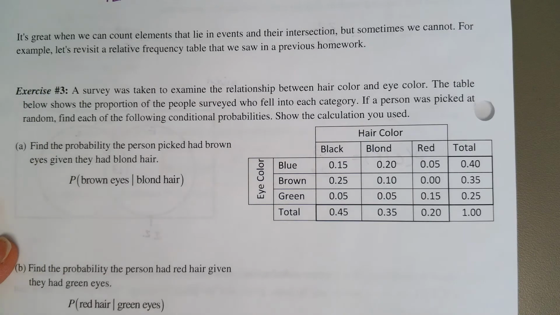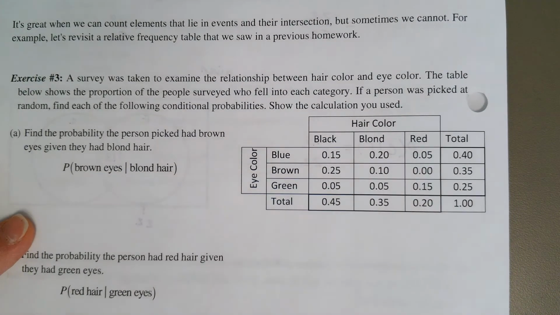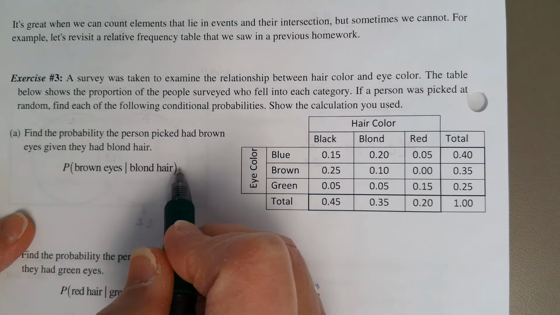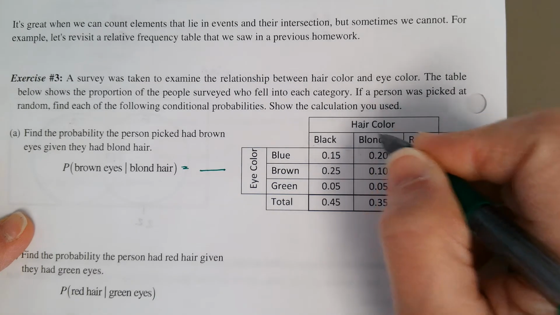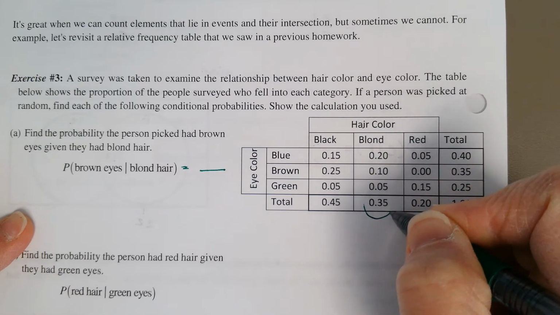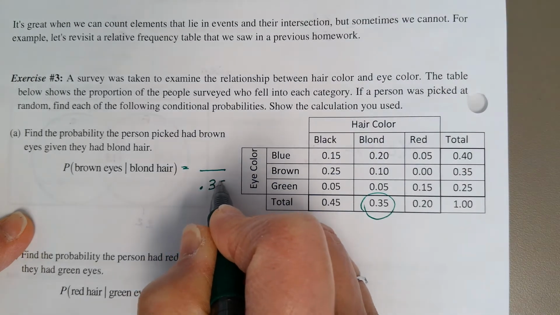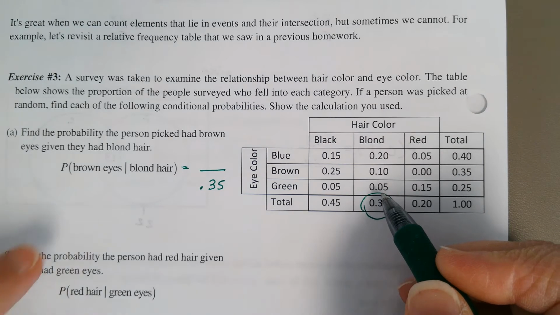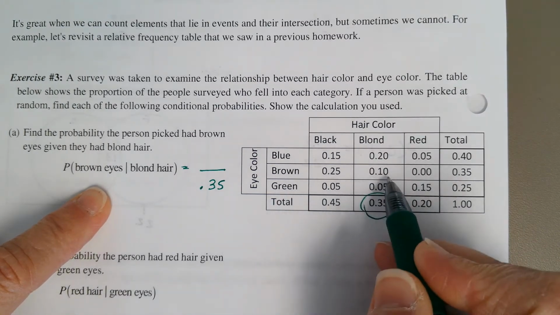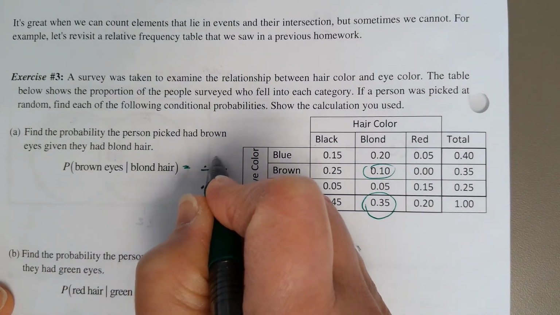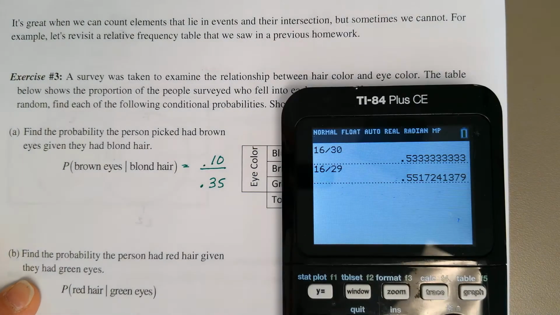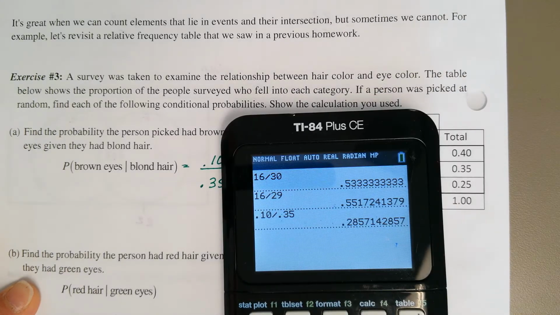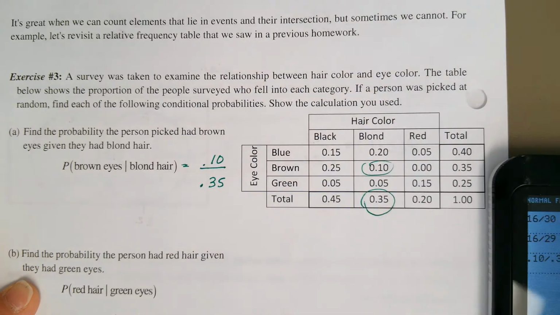So find the probability that the person picked had brown eyes given that they have blonde hair. Okay, so blonde hair, which is this, right? This is what we're looking at, blonde hair. And this is a total of 0.35. That would be the denominator. And of these having blonde hair, how many have brown eyes? 0.10. Which is approximately, grab the calculator, 0.10 divided by 0.35 is approximately 0.29 if I'm rounding to the nearest hundredth.